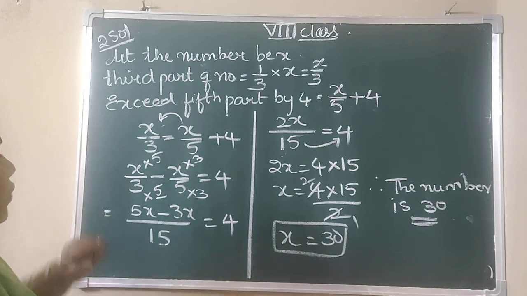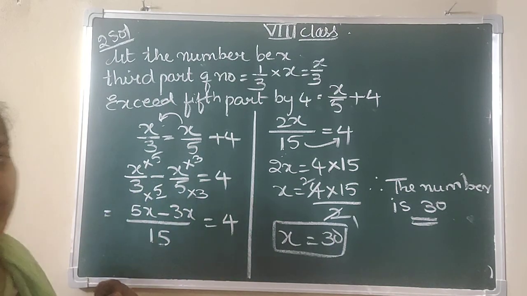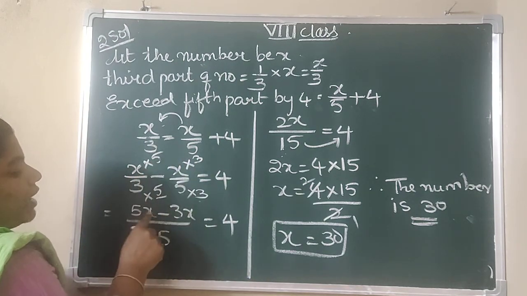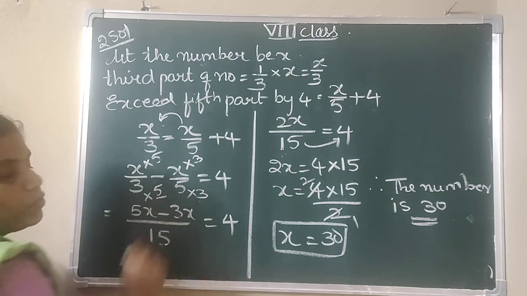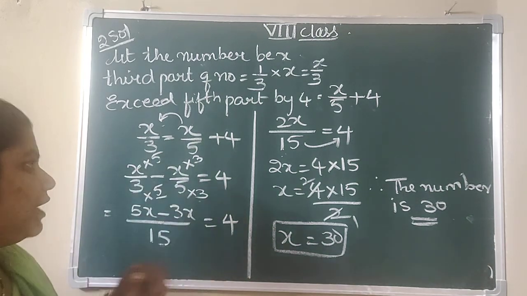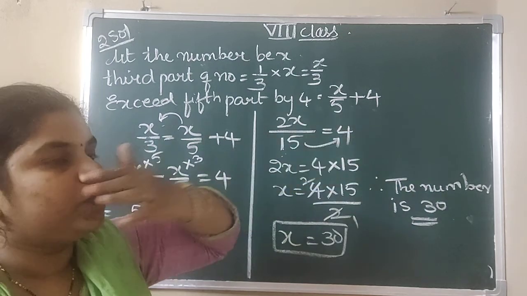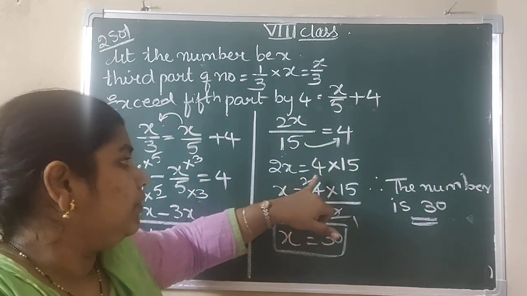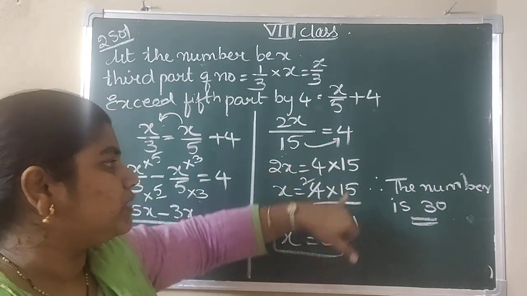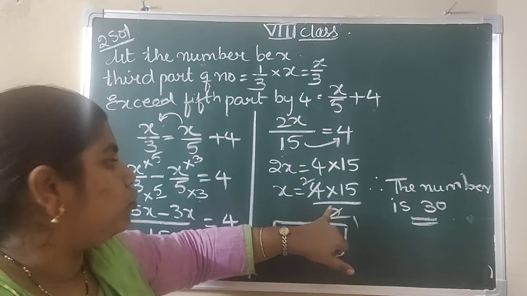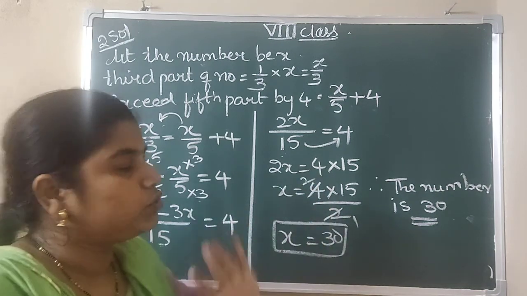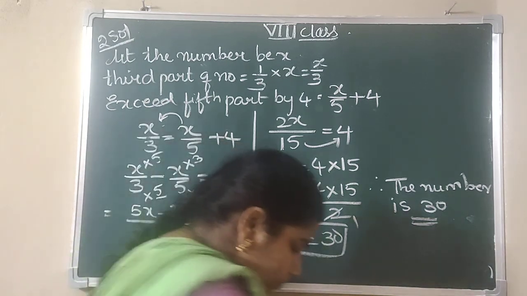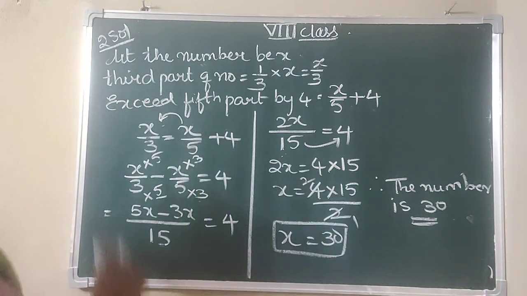Now take the LCM of 3 and 5. The LCM of 3 and 5 will be 15. So here into 5 and into 3. 5 into x is 5x minus 3 into x is 3x is equal to 4. Subtract these two values. 2x by 15 is equal to 4. Send this 15 to the other side, that will become multiplication. That is 4 into 15, and this 2 also I am sending to the other side, it becomes division. 2 ones are 2, so x will be equal to 30. So what is the number here? The number is 30. So this is our second solution.